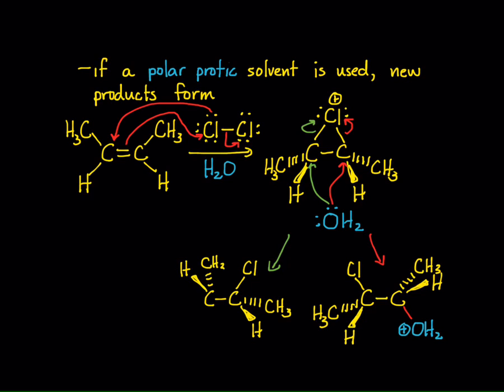Now, if I think about the attack on the carbon on the left-hand side, again, it's going to undergo inversion. The carbon on the right stays the same. I still end up with an oxonium ion. And so I get a mixture, a racemic mixture of the two enantiomers. These are enantiomers of one another.